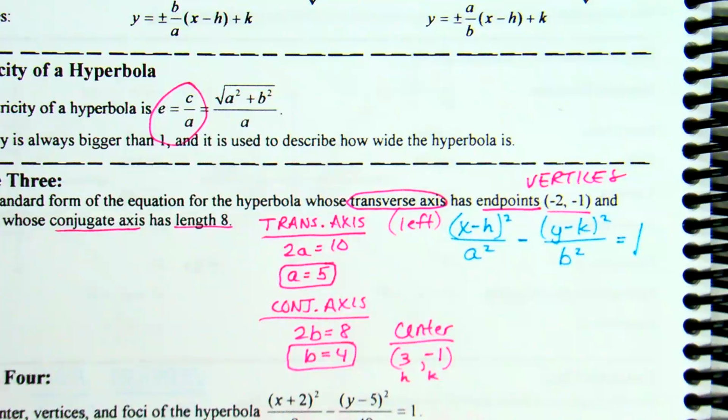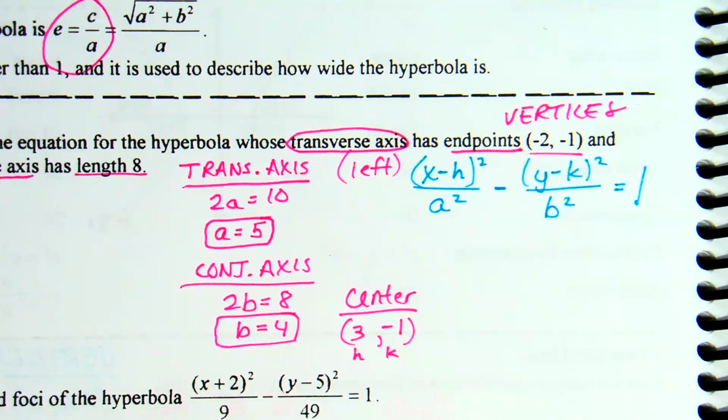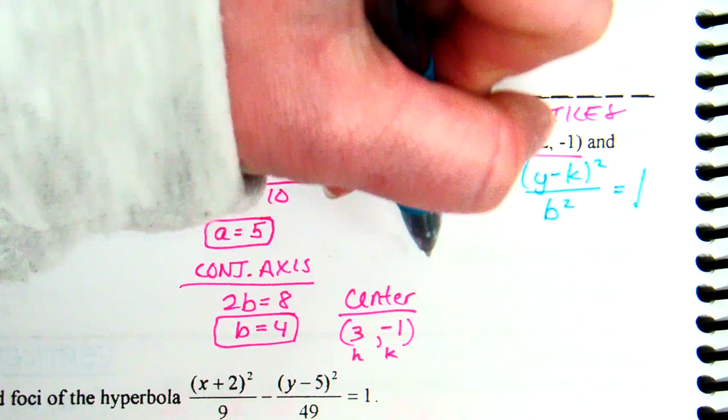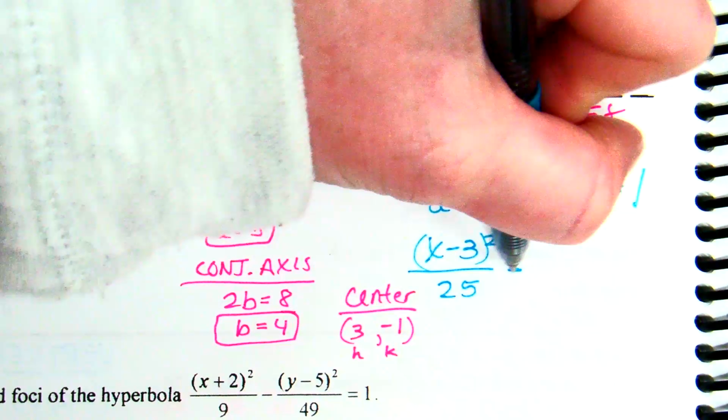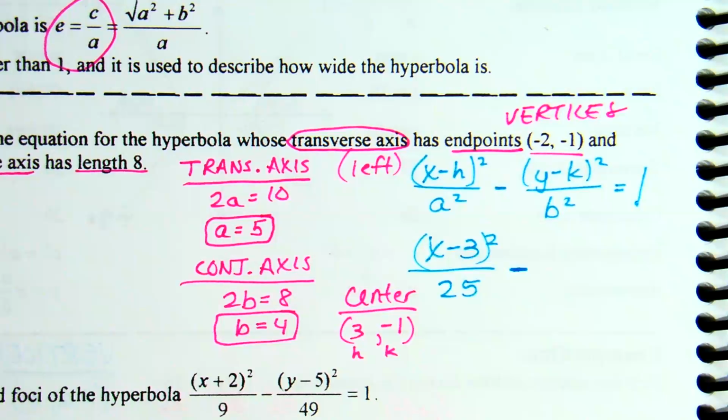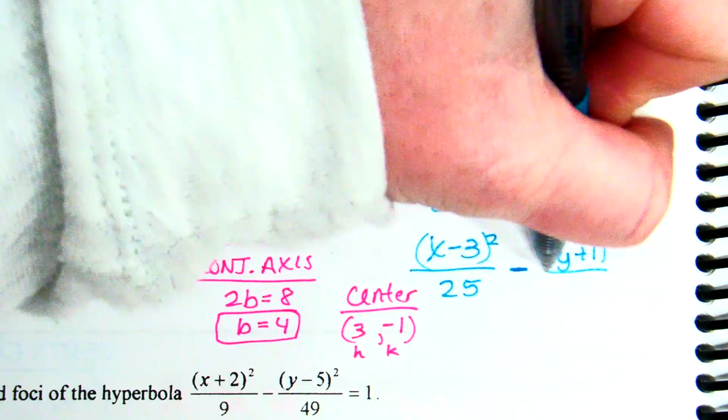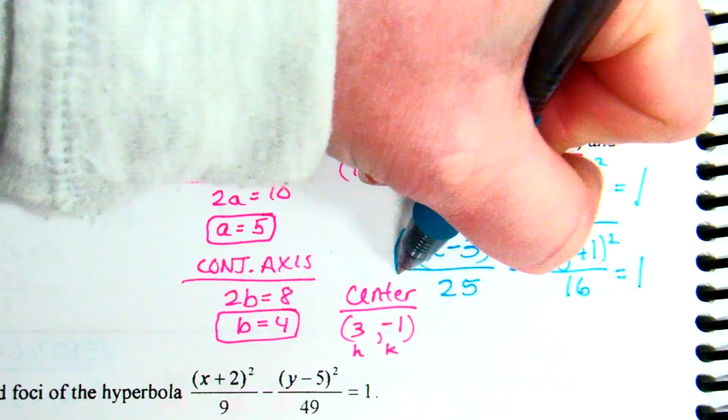So can you write that equation? Let's do it. I'll draw my graph at the end, I guess. What's my equation then? X minus 3 squared over 25 minus, don't forget to put that minus sign in, you're going to miss it, y plus 1 quantity squared over 16 equals 1.